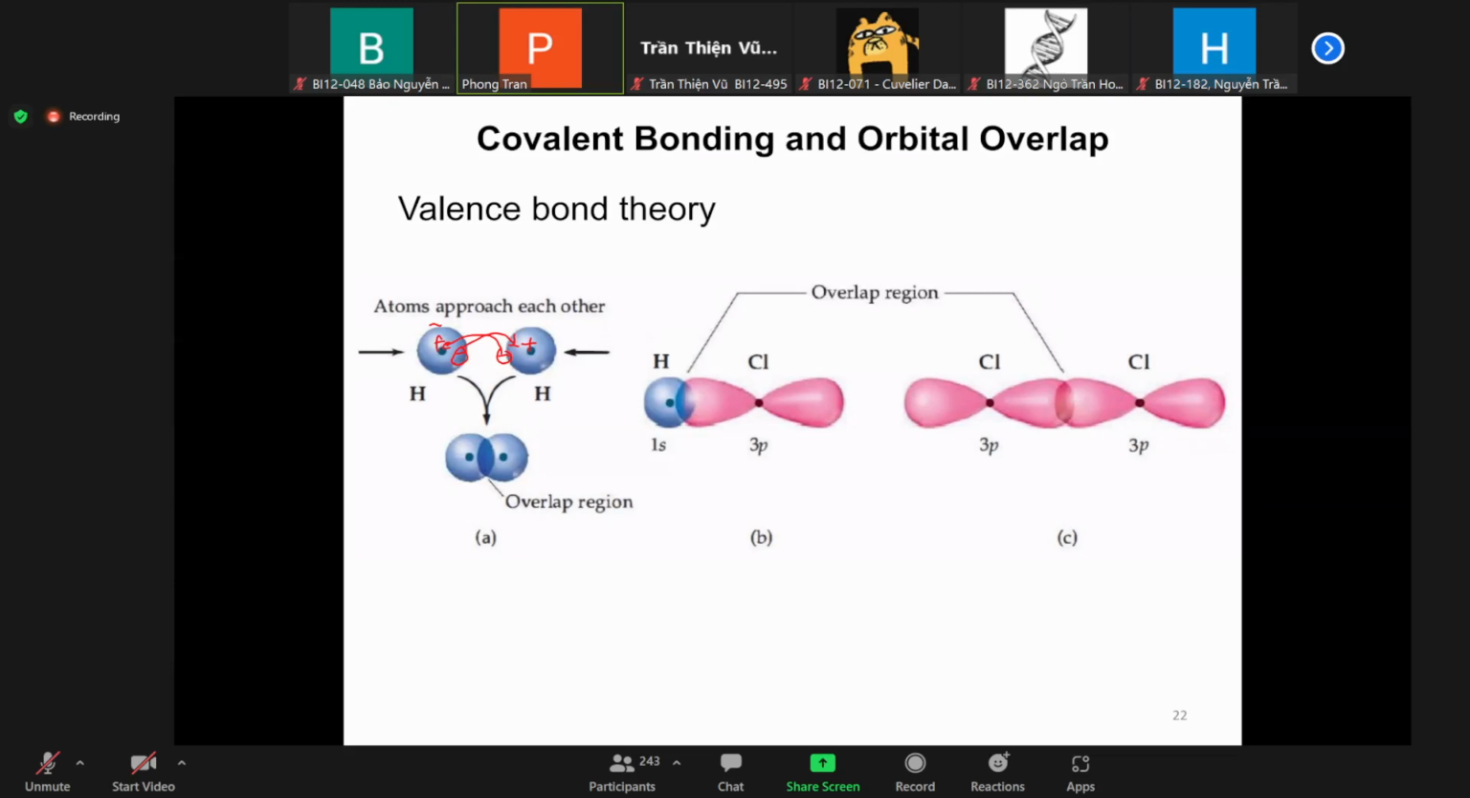So by this idea, this concept, you can imagine the overlapping of the two orbital 2s. So you have an overlap region here. The overlap region will be on the line linking the two nuclei of the two atoms. If you take one orbital s and one orbital p, you can see the overlap this way.